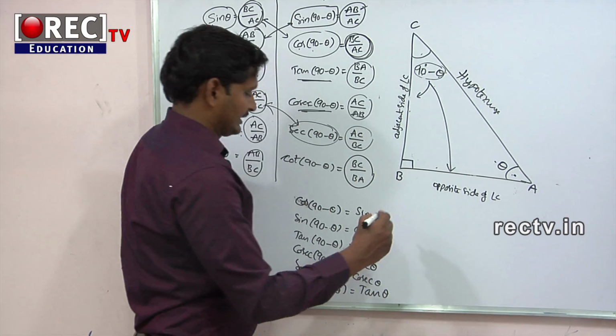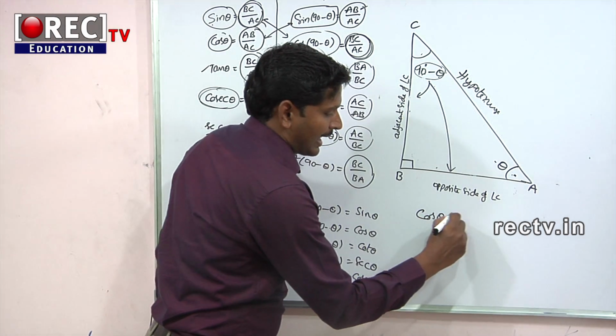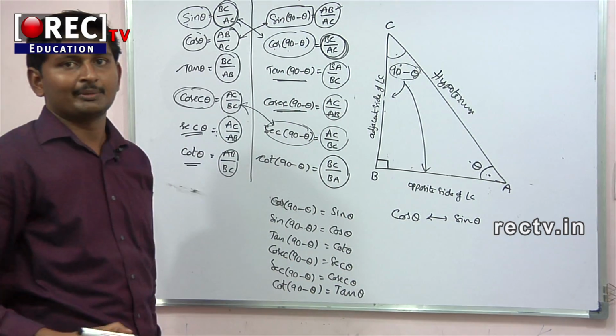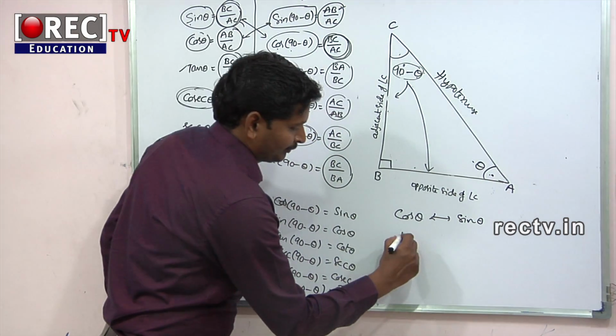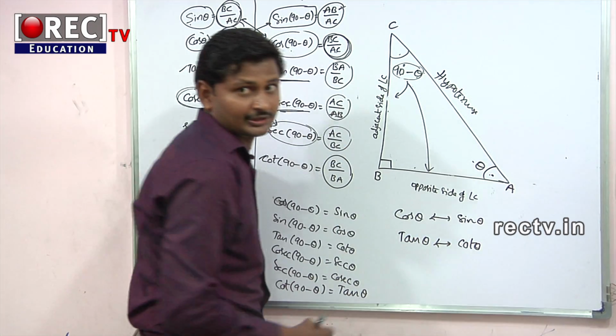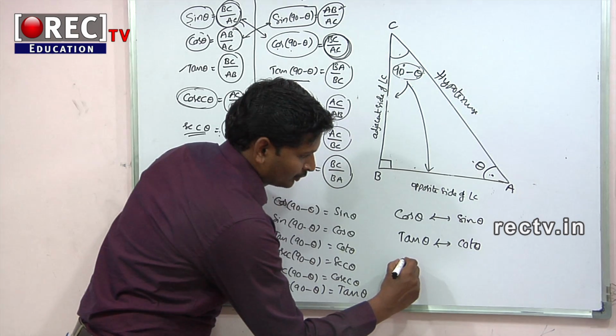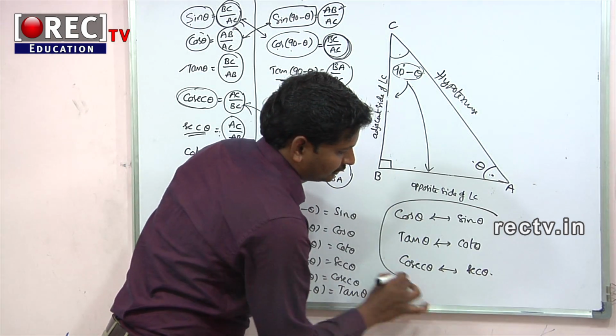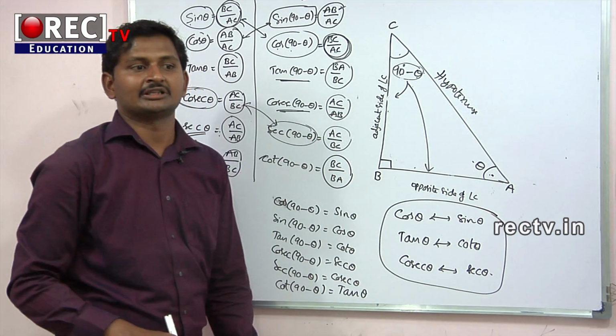From this we can say that cos theta and sin theta, these two are complementary functions. Next, tan theta and cot theta, these two are complementary functions. And next, cosecant theta and secant theta. These are the three pairs of complementary functions.